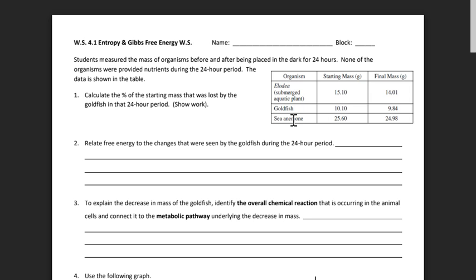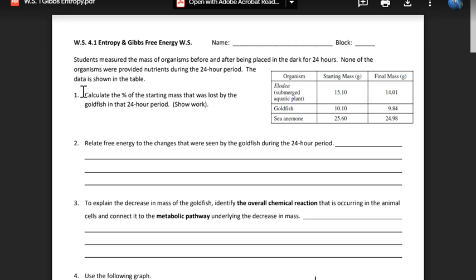And if you're not eating, you're going to use your stored molecules as energy. And as you use up the fat and you use up the stored molecules, if you're not eating anything, your mass will go down. And that's what's happening in this case for these 3 organisms.